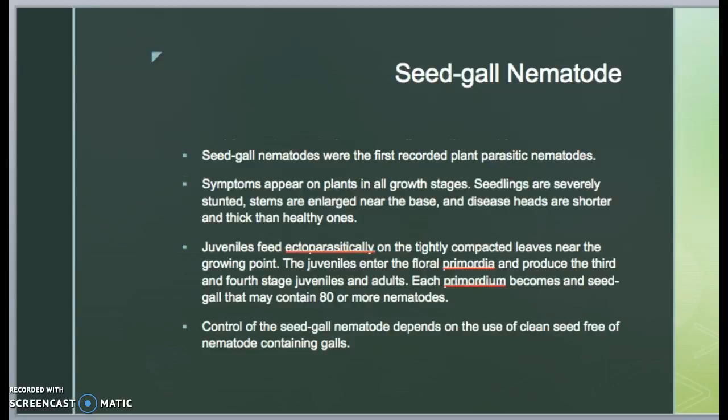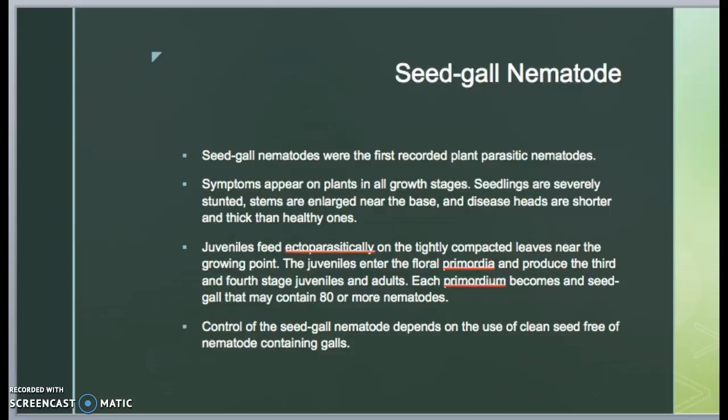Seed gall nematode. Seed gall nematodes were the first recorded plant parasitic nematodes. Symptoms appear on plants in all growth stages. Seedlings are severely stunted, stems are enlarged near the base, and diseased heads are shorter and thicker than healthy ones.